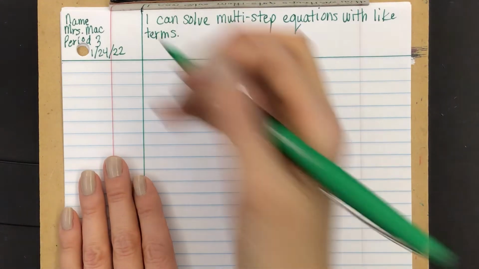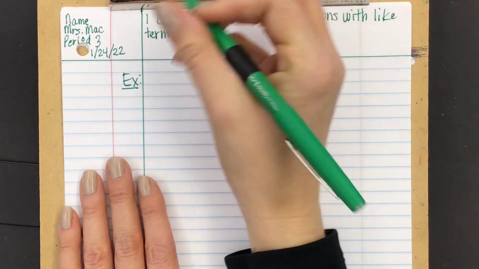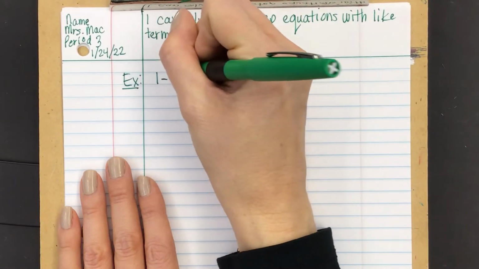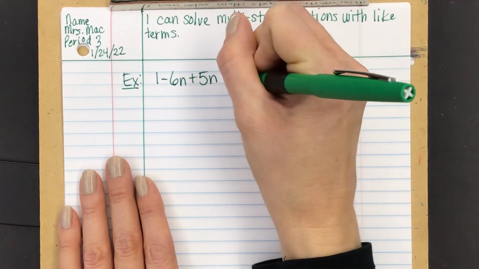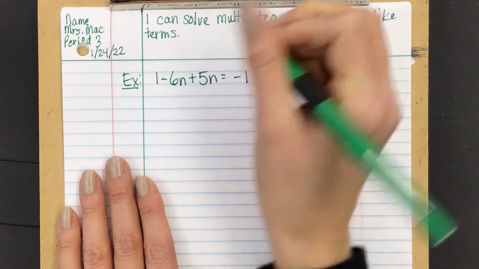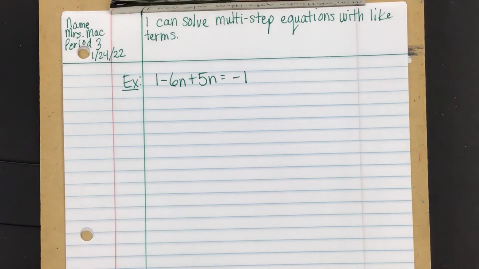Okay, so let's take a look at an example of what I mean about the like terms. We have 1 minus 6n plus 5n is equal to negative 1. So this isn't much different than a two-step equation. Basically what we're going to be doing is we're going to combine any like terms that we see, and then we can solve our equation with the skills we already have for solving two-step equations.